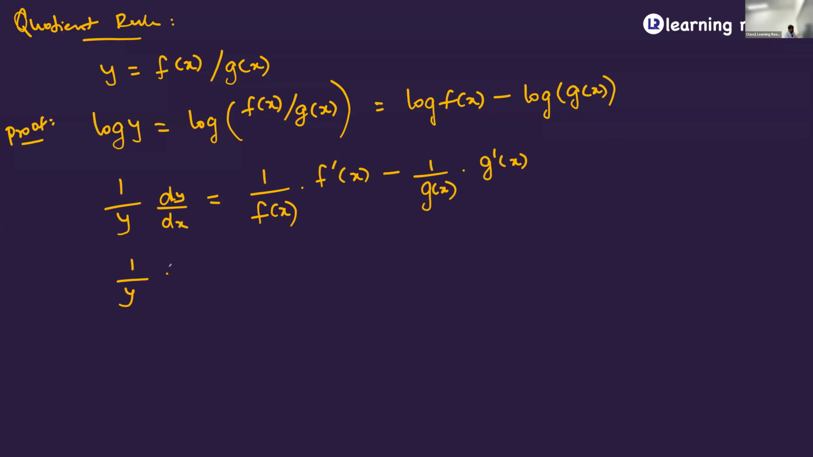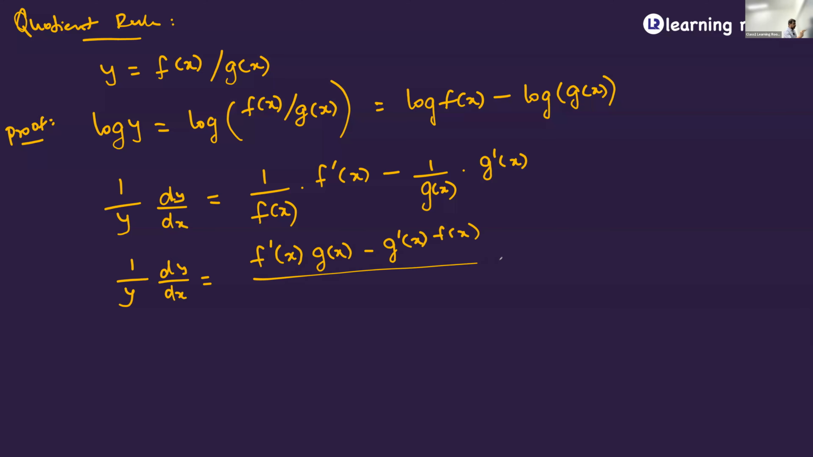So let me write this. 1 by y into dy by dx is equal to, so what do we get? F dash of x into g of x minus g dash of x into f of x, the whole divided by f of x into g of x.